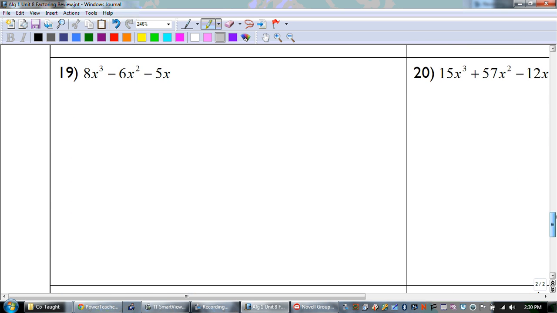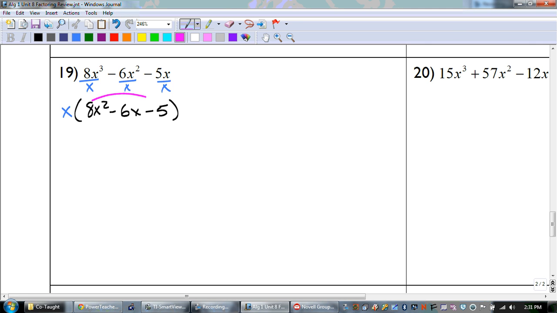All right, number 19. So remember, the first thing we check for is, is there a GCF? What do you think? Yes, they all have what? They all have an x, guys. Come on. So I'm going to take out an x. My GCF comes out front, and we're left with 8x squared minus 6x minus 5.